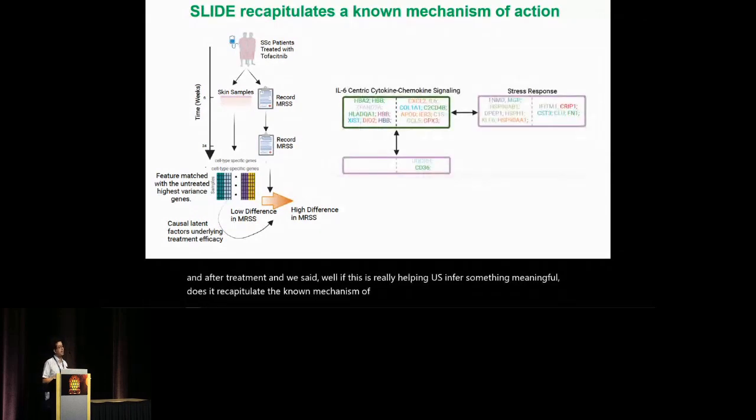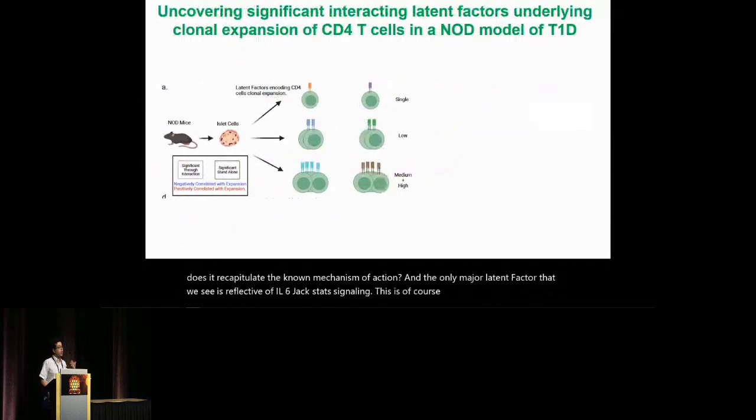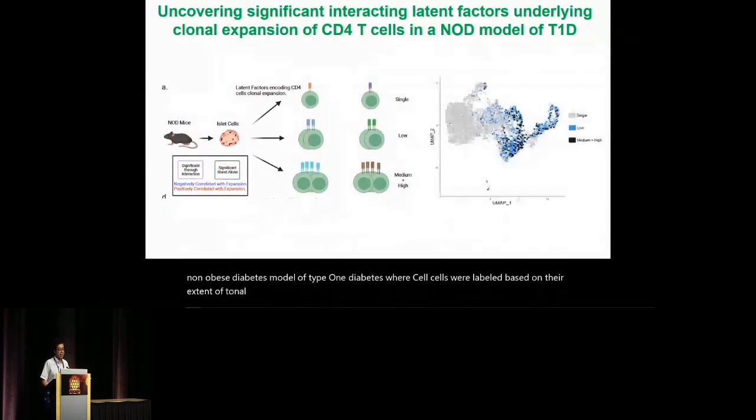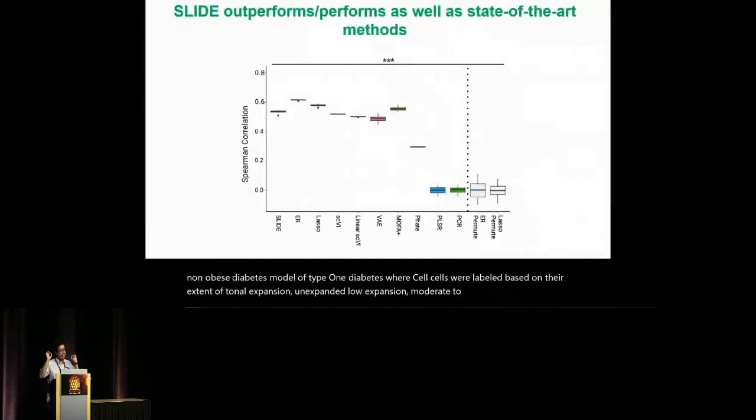And the only major latent factor that we see is reflective of IL-6 JAK-STAT signaling. This is, of course, an organismal phenotype. We also applied it to a cellular phenotype. This is paired single-cell RNA-seq data and TCR data from a non-obese diabetes model of type 1 diabetes, where cells were labeled based on their extent of clonal expansion: unexpanded, low expansion, moderate to high. We are again able to predict clonal expansion as well as or better than other state-of-the-art methods.